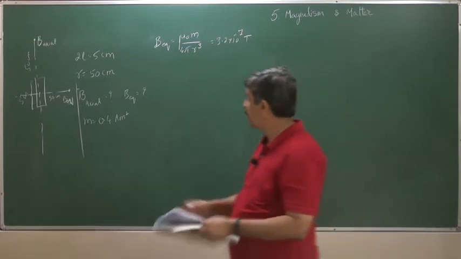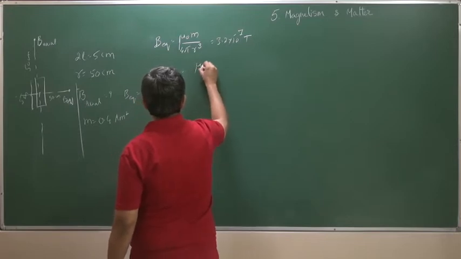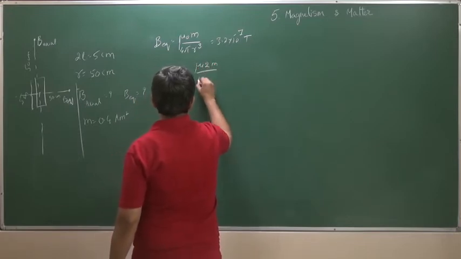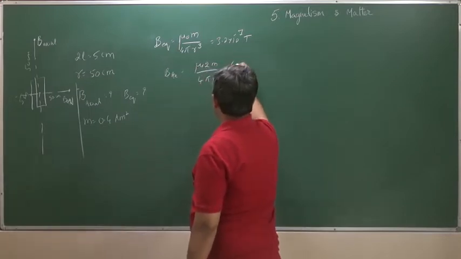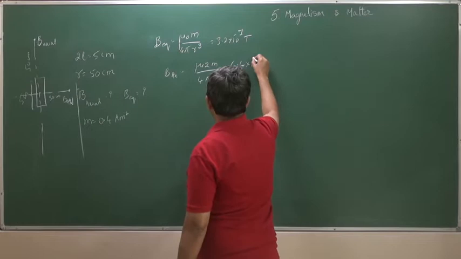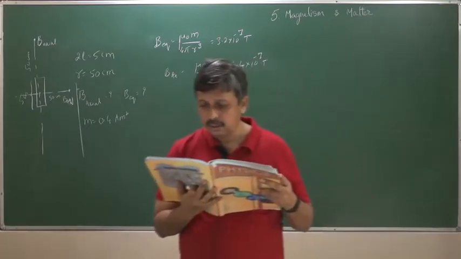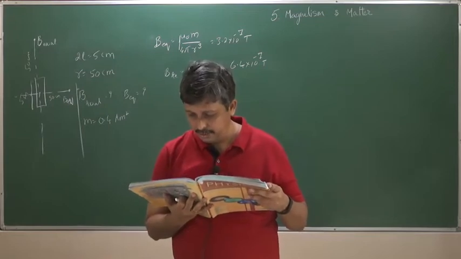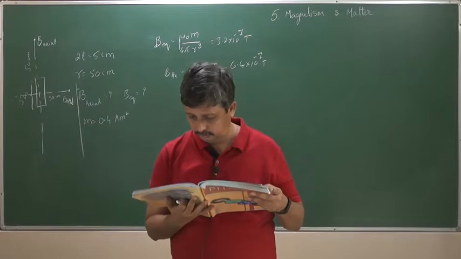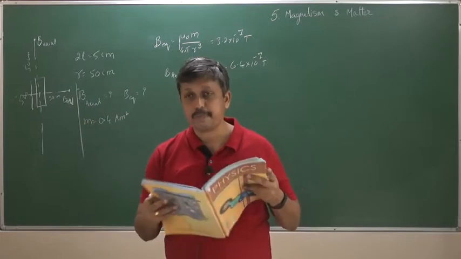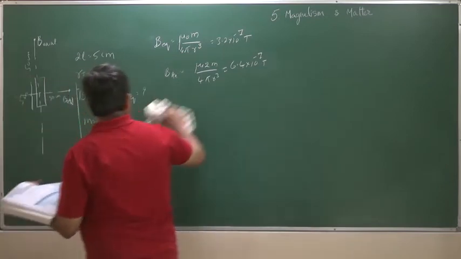So the other one, axial, is equal to mu naught into 2m divided by 4 pi r cube. That will be double this, 6.4 into 10 to the power -7 Tesla. Okay. Next one. Next one is basically, let's try to understand the picture given.